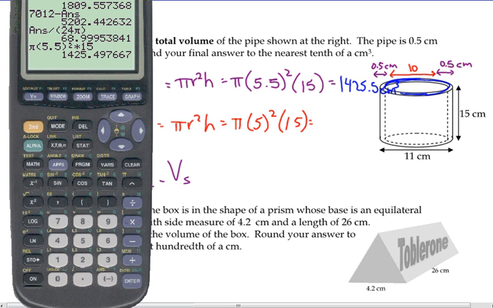How can I type this in really quickly without typing it all again? What could I push? Second, enter, and I can go back and just delete the 0.5. I don't have to type it all again.